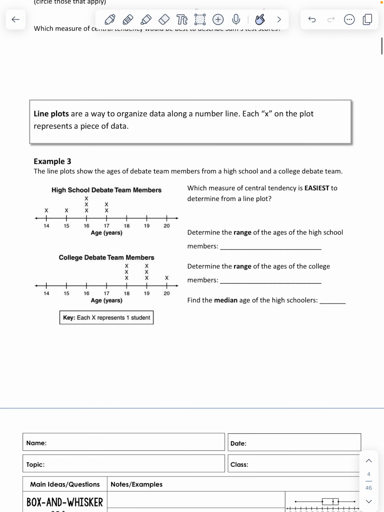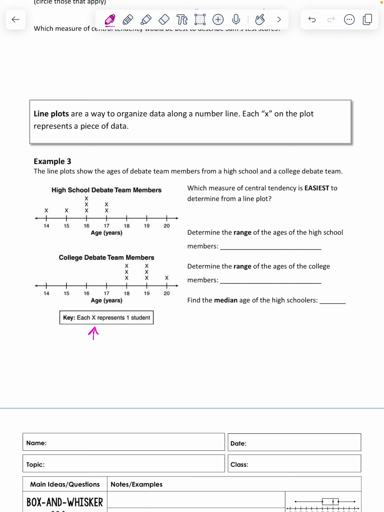The next thing I want to cover is line plots. So line plots are definitely going to be on the Keystone. You just have to understand what it means. So in example 3, we see a line plot which either uses X's or dots to represent the data points. We have high school debate team members. We've got the ages 14 to 20 listed here, and then an X over 14, 15, 3 X's over 16, 2 over 17. And then we've got the college debate team members as well. And it says right here, each X represents one student.